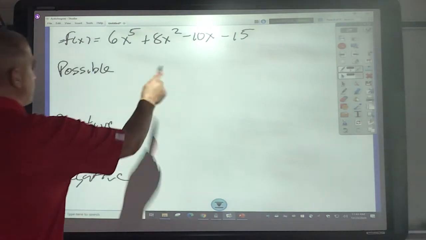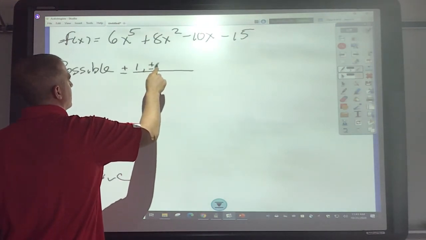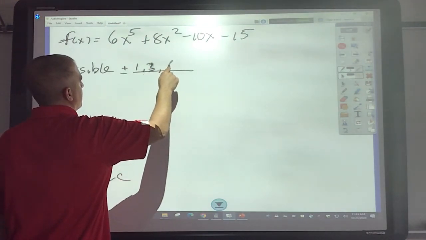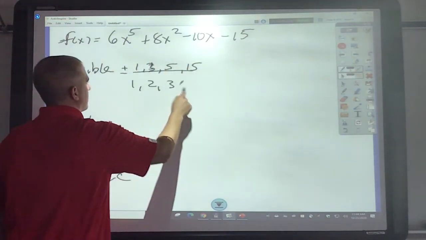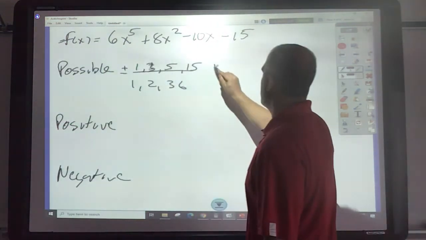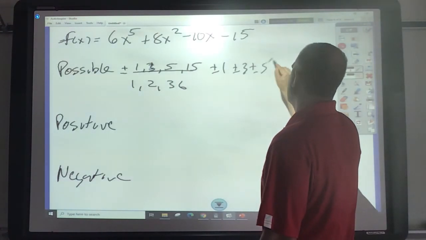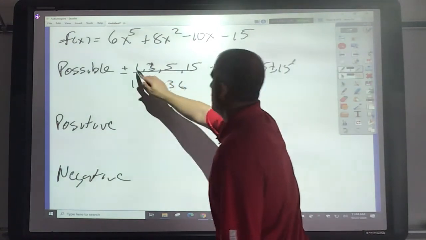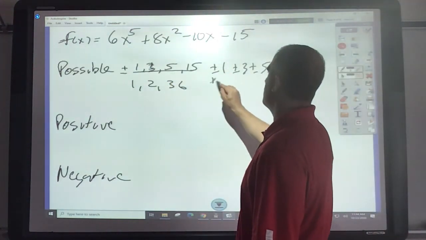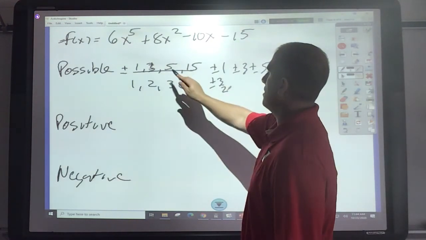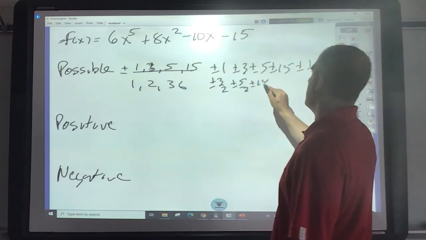Okay, the possible ones, plus and minus. Factors of 15 are 1, 3, 5, and 15. Factors of 6 are 1, 2, 3, and 6. So everything divided by 1, that's easy: 1, 3, 5, 15. 1 divided by 2 would be a half. 3 divided by 2 would be 3 halves. 5 divided by 2 would be 5 halves. 15 divided by 2 would be 15 halves.